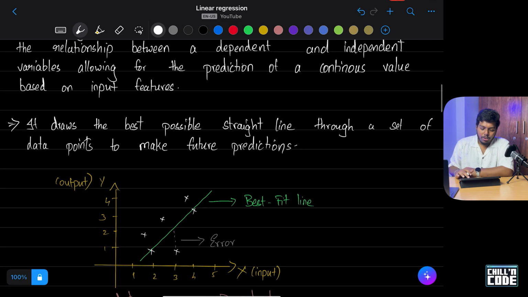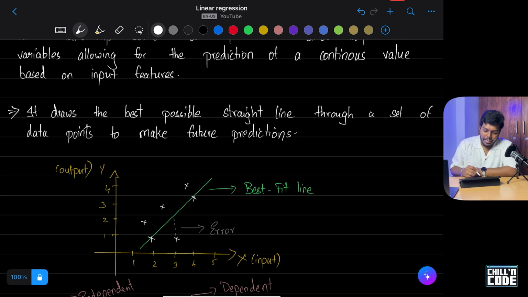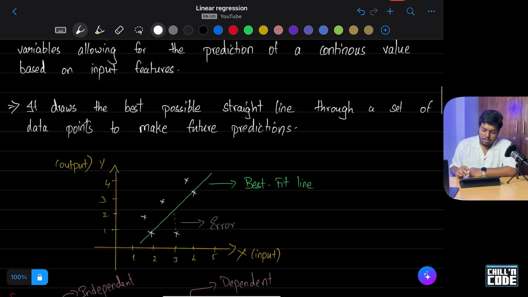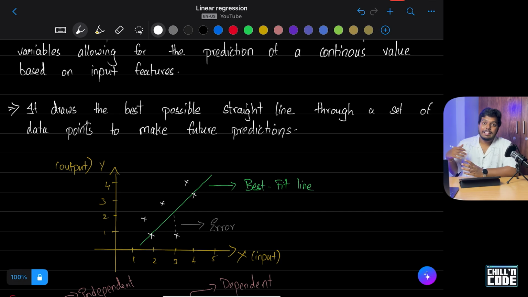So linear regression draws a best possible straight line through a set of data points to make future predictions. If you observe this graph, there are a few data points over here. All these points are the data points. The model is analyzing these data points and drawing a best fit line which reduces the errors.